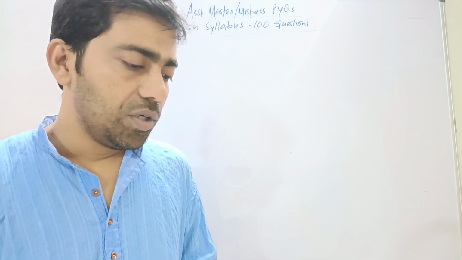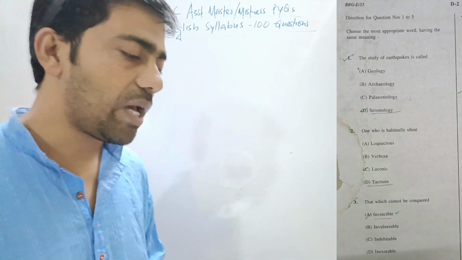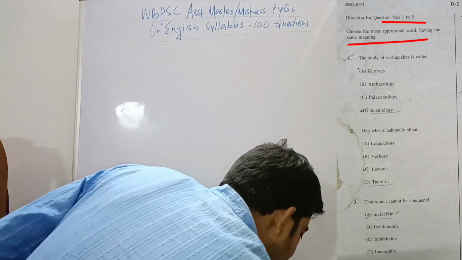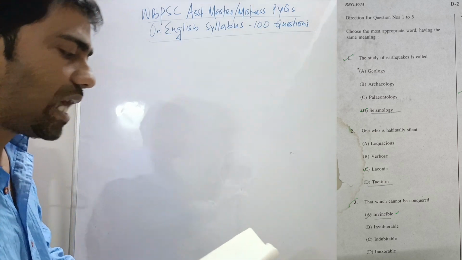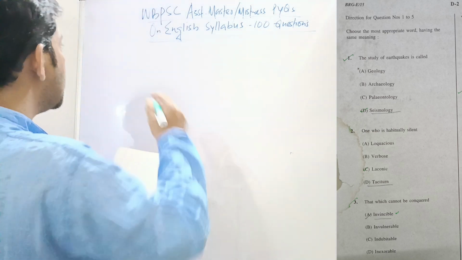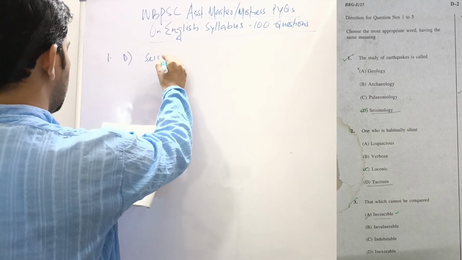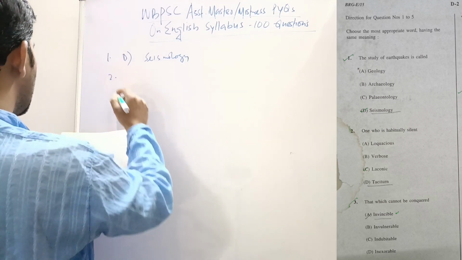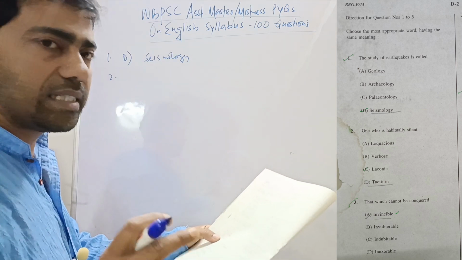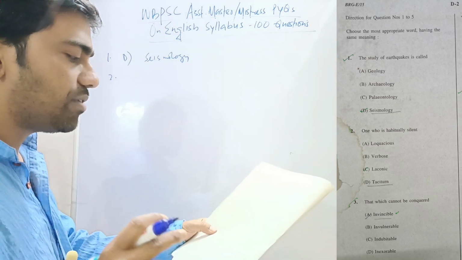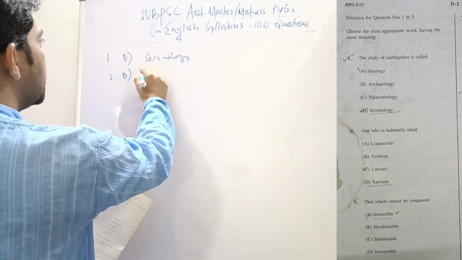All right, the first question you can see on your screen, 1 to 5. Directions for question number 1 to 5: choose the most appropriate word having the same meaning. The study of earthquake is called, 1 number, seismology. 2 number, one who is habitually silent is, the term loquacious, verbose, laconic, taciturn. So laconic and taciturn are the same, but the most appropriate is taciturn.